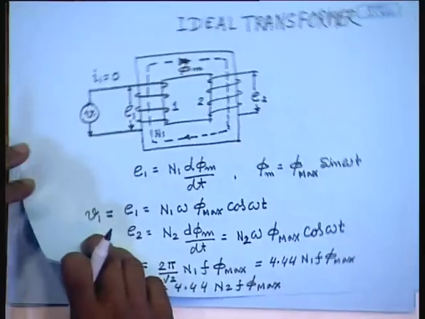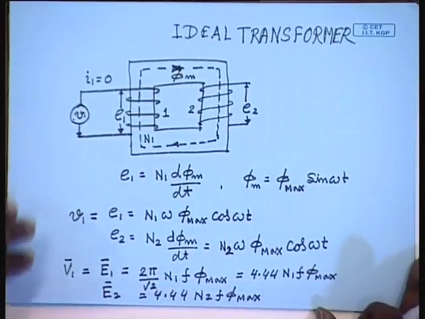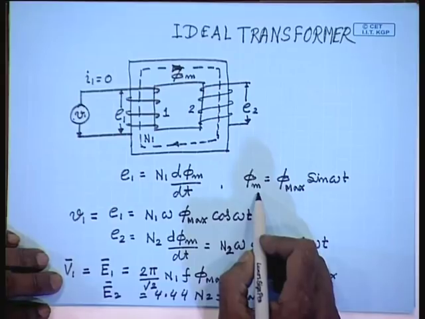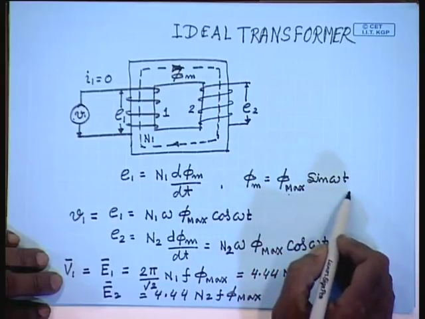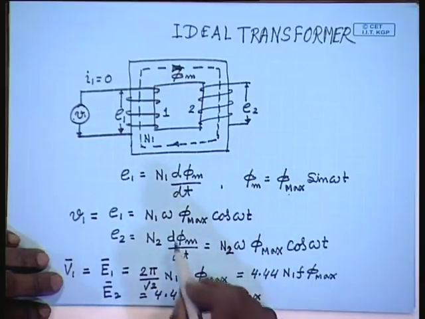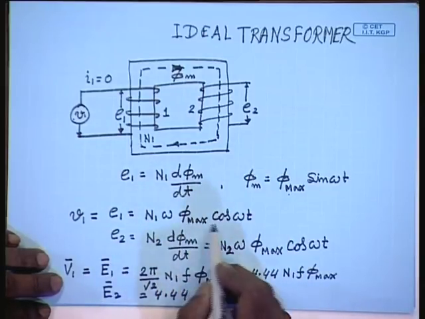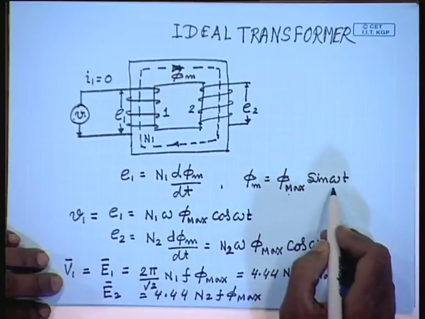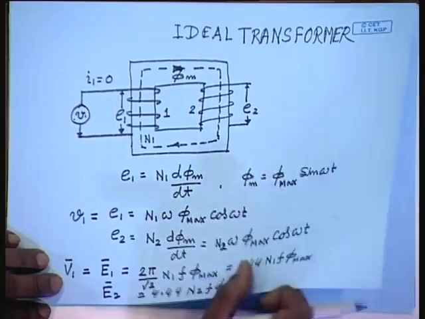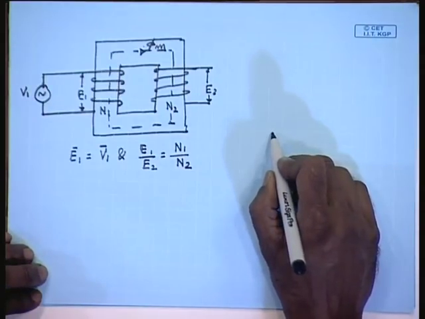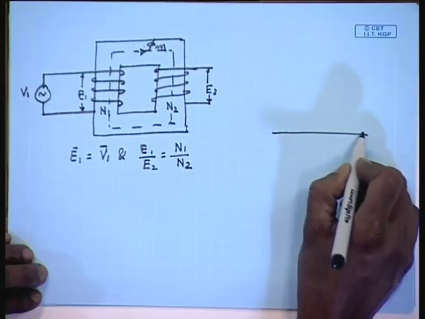In the previous calculation we have shown that if the flux waveform is given by the time function phi max sin omega t, then the induced voltage is given by the function N1 omega phi max cos omega t. Now, cos omega t leads sin omega t by an angle of 90 degrees. Therefore, we can draw the phasor diagram as follows, taking the flux to be the reference phasor.